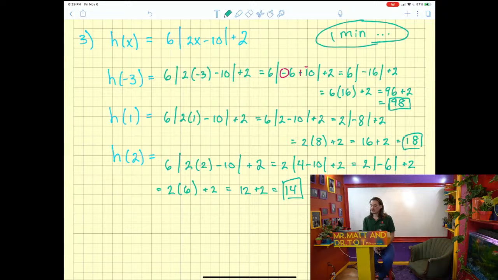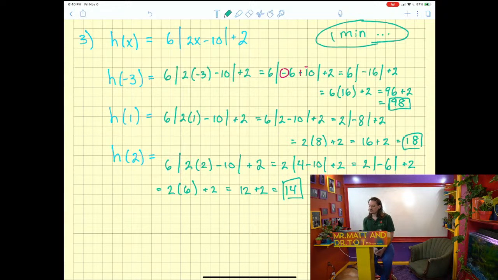The second value, h of 1, substituting 1 in for x, we're going to have 6 times the absolute value of 2 times 1 minus 10, quantity plus 2. 2 times 1 is 2. 2 minus 10 is negative 8. So we end up with 6 times the absolute value of negative 8, quantity plus 2. The absolute value of negative 8 is positive 8. 6 times positive 8 is 48. 48 plus 2 gives you 50.